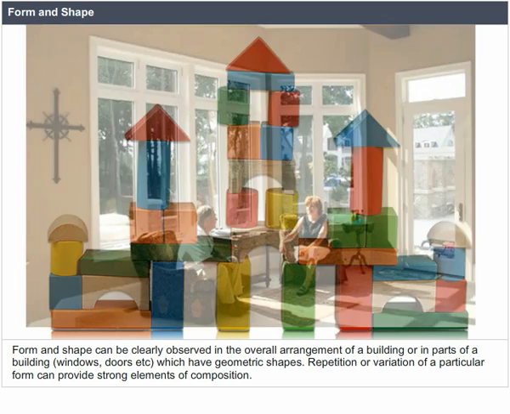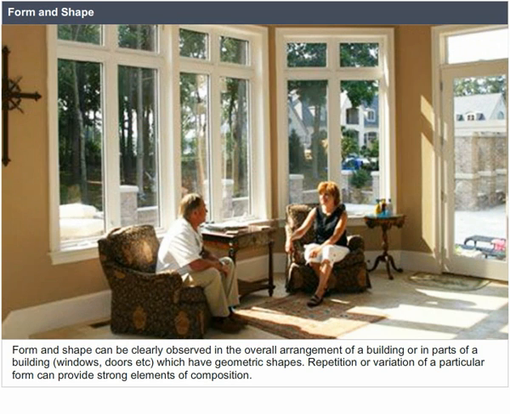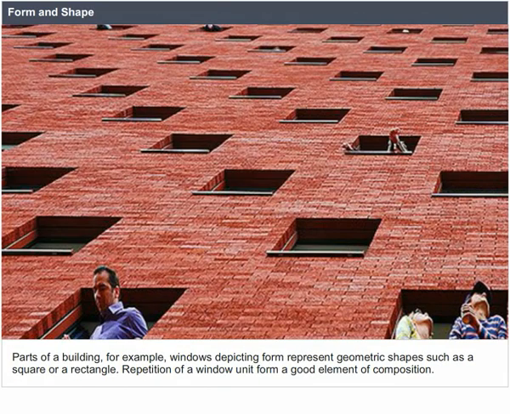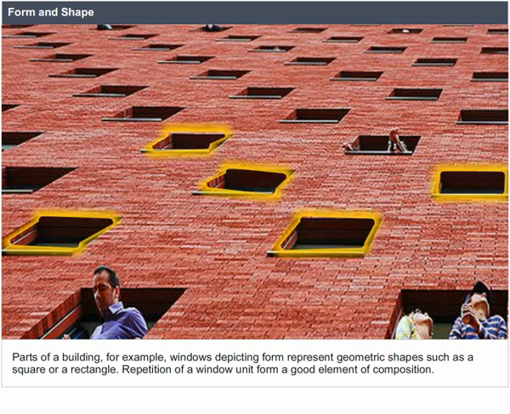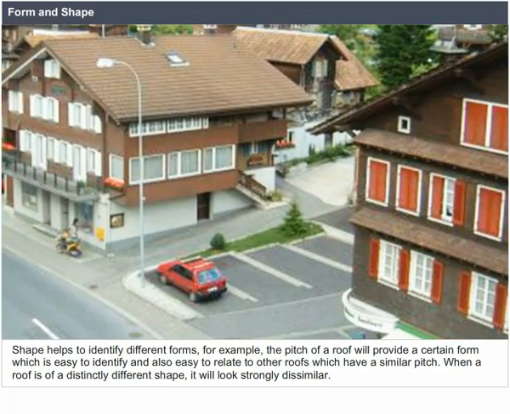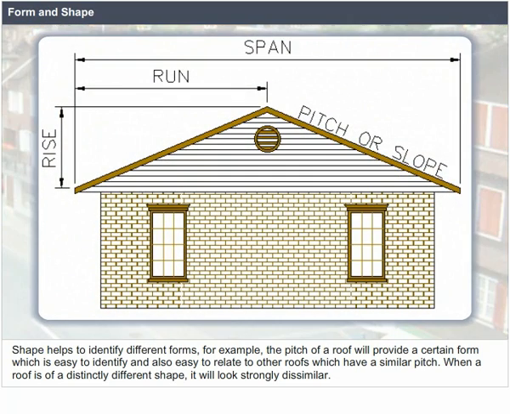Repetition or variation of a particular form can provide strong elements of composition. Parts of a building, for example, windows depicting form, represent geometric shapes such as a square or rectangle. Repetition of a window unit forms a good element of composition. Shape helps to identify different forms. For example, the pitch of a roof will provide a certain form which is easy to identify and also easy to relate to other roofs which have a similar pitch. When a roof is of a distinctly different shape, it will look strongly dissimilar.